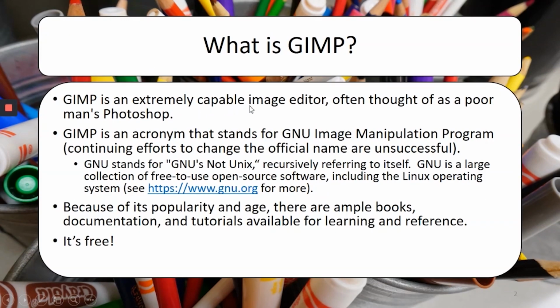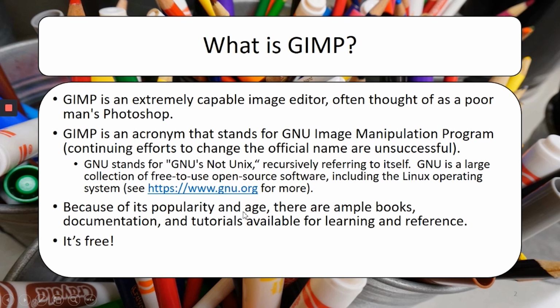GIMP is an extremely capable image editor, often thought of as a poor man's Photoshop. GIMP is an acronym that stands for GNU Image Manipulation Program. The acronym does have a few negative connotations, and there have been efforts to change the name, but the developers are kind of stubborn. GNU stands for GNU's Not Unix, recursively referring to itself. GNU is a large collection of free-to-use open-source software, including the Linux operating system. You can learn more about that at gnu.org. Again, a weird naming scheme, an example of developers' terrible sense of humor as well.